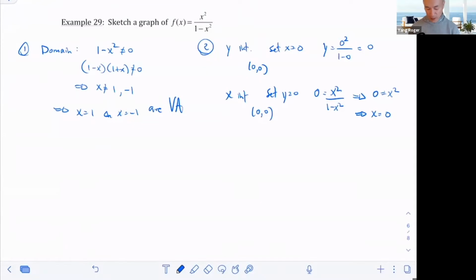The last thing we want to do is we want to check the end behavior. So I want you guys to do this part. I want you to calculate the limit as x goes to infinity of x squared over 1 minus x squared. Take a couple moments to do that, please, and then let me know when you're done and we'll move on.